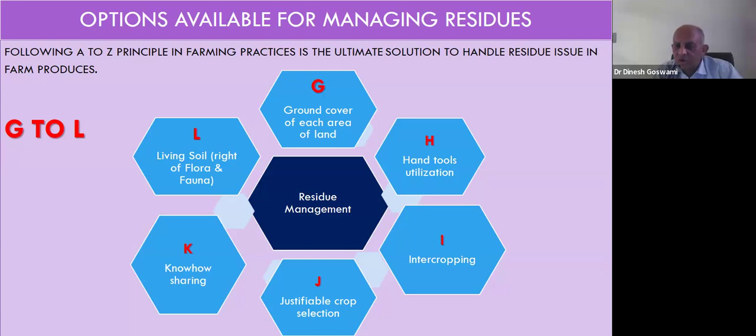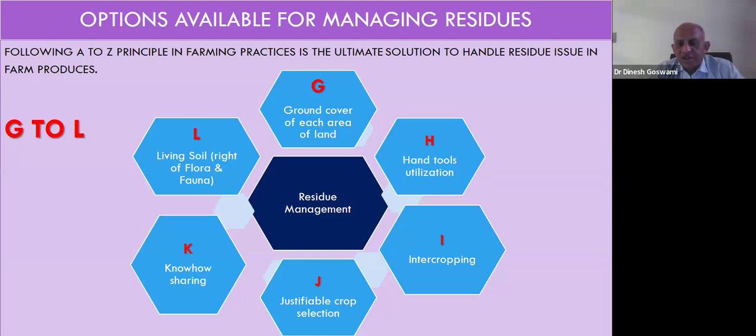Another one is hand tools utilization. Nowadays, in modern and industrial agriculture, we are using heavy equipment like tractors and heavily loaded farm tools for farming our land. But if possible, in intercultivation or in some preparation of land, hand tools are helpful to manage the residue in the soil, because heavy equipment damages the topsoil, and microbial activity is also disturbed due to the movement of heavy equipment on the soil.